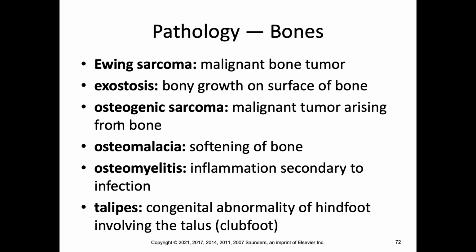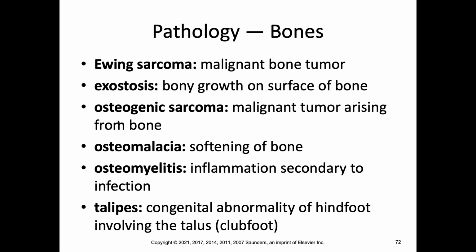All right, now we get into what in the world can go wrong with bones. Well, the first thing out of the gate here, you'll notice there's a couple of sarcomas, and those are malignant bone tumors, or malignant tumors arising from the bone. So unfortunately, cancer is very much something that can happen to pretty much every body system. Exostosis is a bony growth on the surface of the bone. For whatever reason, on the surface of the bone, a bony growth decides to grow. And that is that one.